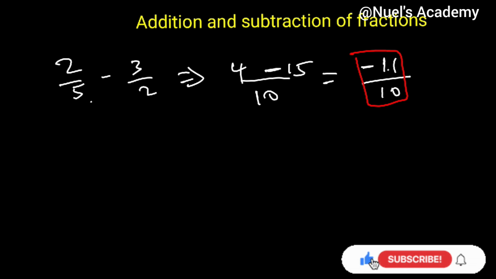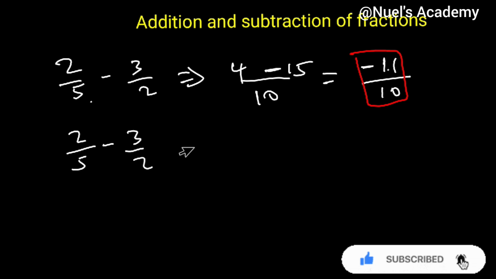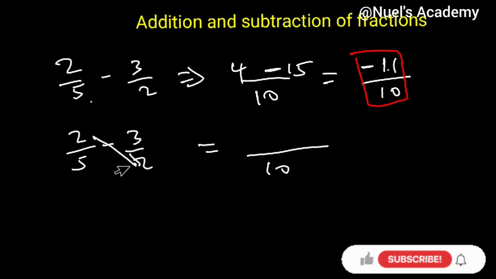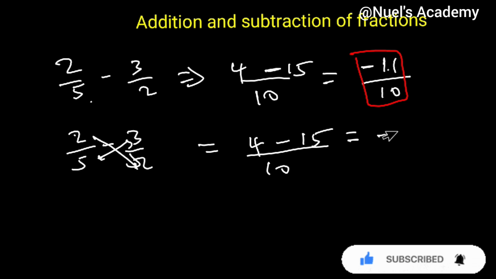So let's also solve it the other way. So we have 2 over 5 minus 3 over 2, where you can just multiply the denominators. In this case, 2 times 5 is equal to 10. Then we now multiply the 2 by 2, which is going to give us 4, minus, let's multiply 3 and 5, which is equal to 15. So 4 minus 15 is negative 11 over 10. And so this is the final answer.